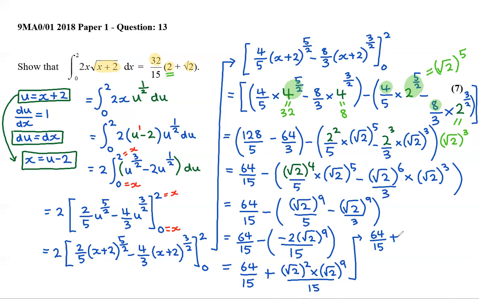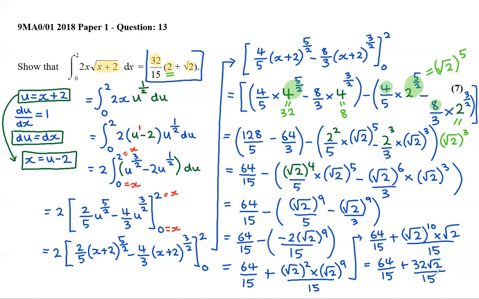Now, root 2 to the power 11 is exactly the same as root 2 to the power 10 multiplied by root 2, and that's all over 15. Now, that means that if you do root 2 to the power 10, that's the same as 2 to the power 5, which is 32. So I've got 64 over 15 plus 32 root 2 over 15. Now, we can factor out a 32 over 15. And hey presto, you're going to get that.